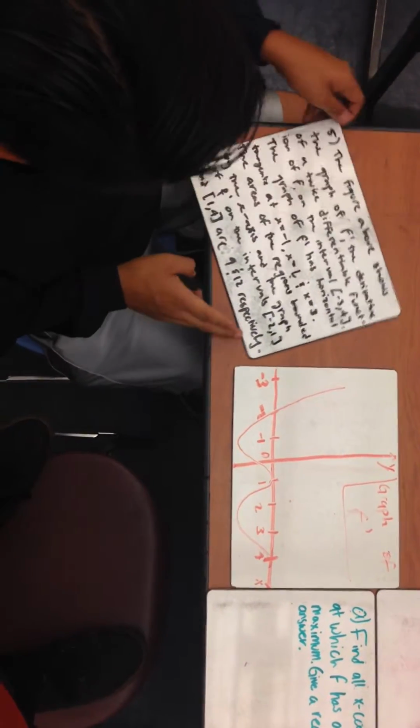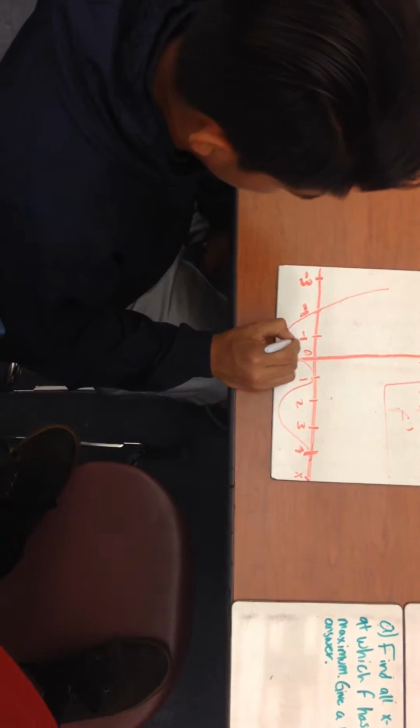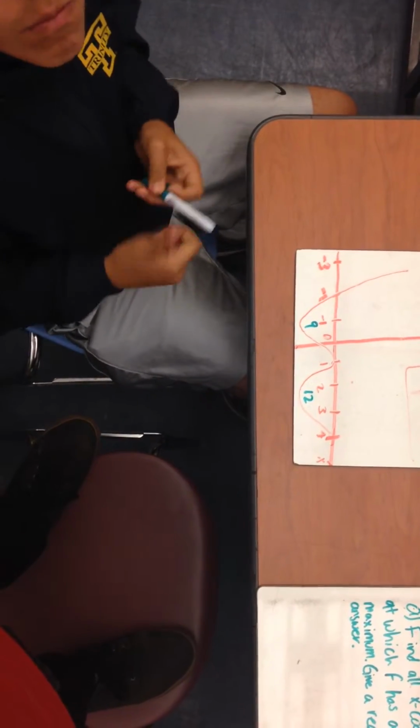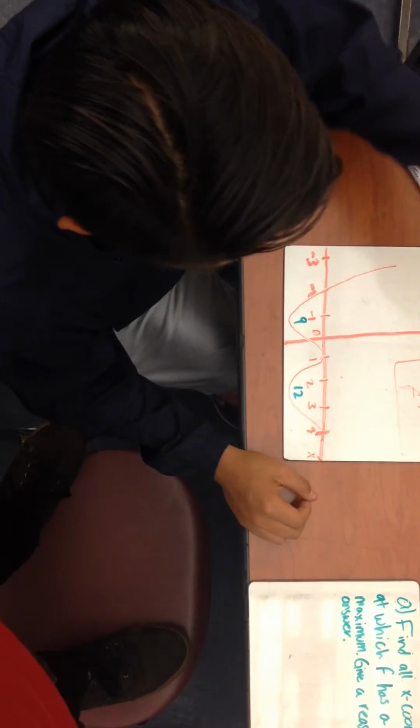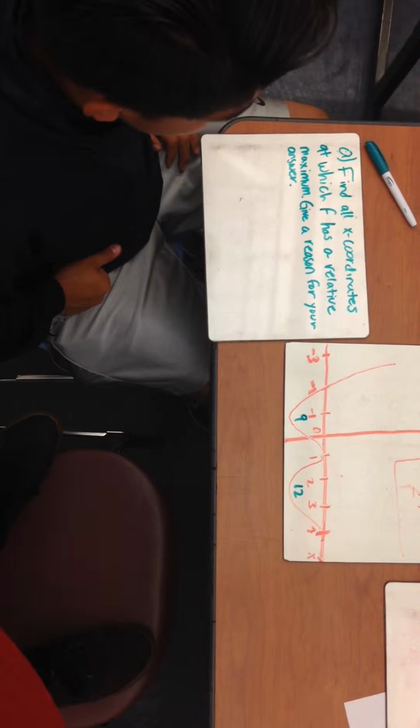So with that, once we look over at the graph, we can notice a few things about it. Right here, it told us that the area is going to be 9 and 12 here, right? And then let's read the first question that they give us. Find all x coordinates at which f has a relative maximum. Give a reason for your answer.